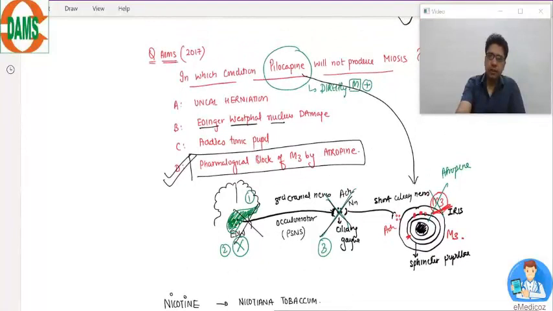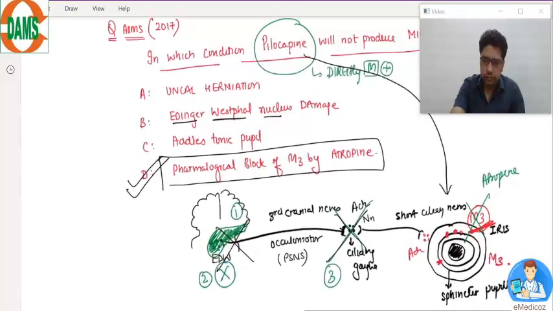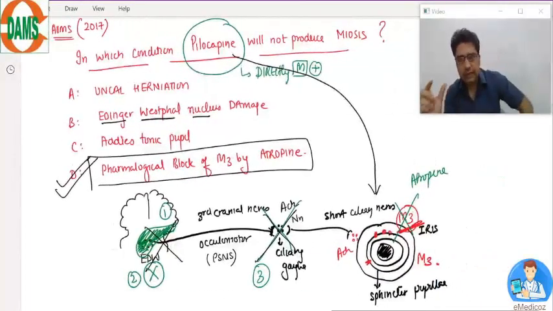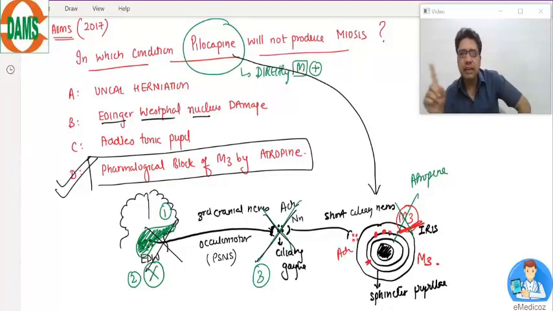Now, why will pilocarpine not produce miosis in the fourth option? Because pilocarpine directly acts on the muscarinic receptor. Muscarinic receptors are blocked by atropine. In all other conditions, the muscarinic receptors are free. Even if the nerves have been damaged and are unable to release acetylcholine, pilocarpine will directly go on the iris and produce miosis. While in cases of atropine, the M3 receptors are blocked, so pilocarpine will not be able to produce miosis. So the answer is fourth.